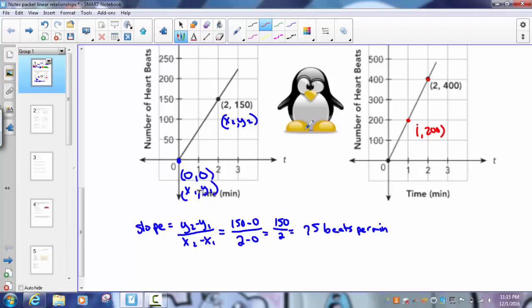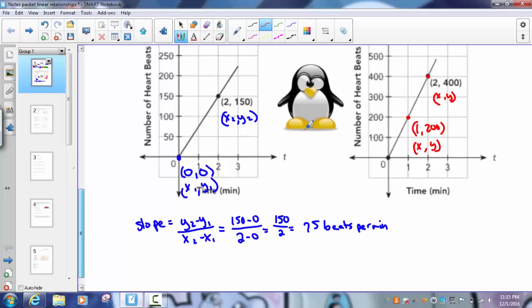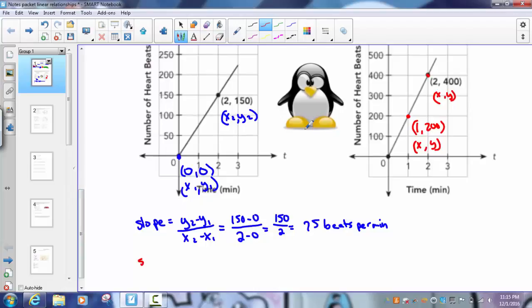My x coordinate is the 1. The y coordinate is the 200. Okay? So here's another x, y. So now I'm going to find the slope for my second relationship here. So again, I'm going to do y sub 2 minus y sub 1 divided by x sub 2 minus x sub 1.